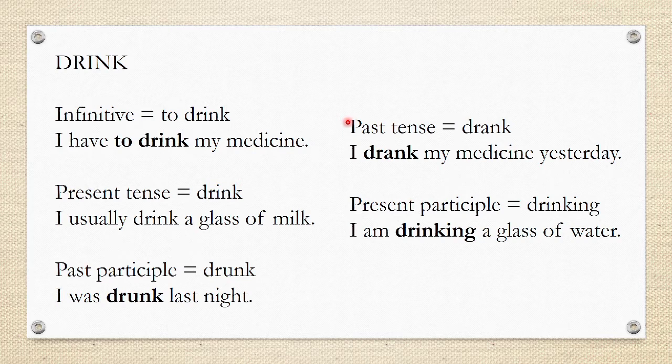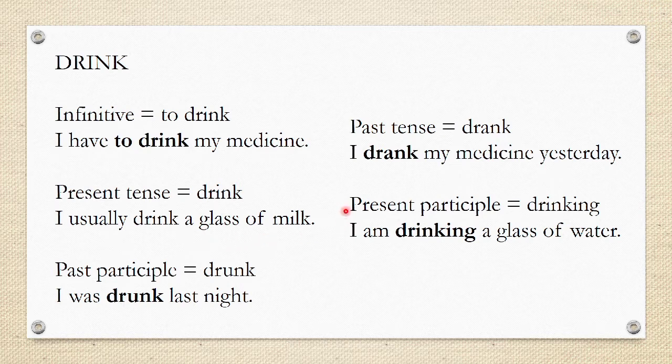Next we have the past tense of drink, which is drank. So put it in a sentence. I drank my medicine yesterday. Next we have the present tense. The present tense of drink is still retained as drink. So put it in a sentence. I usually drink a glass of milk.